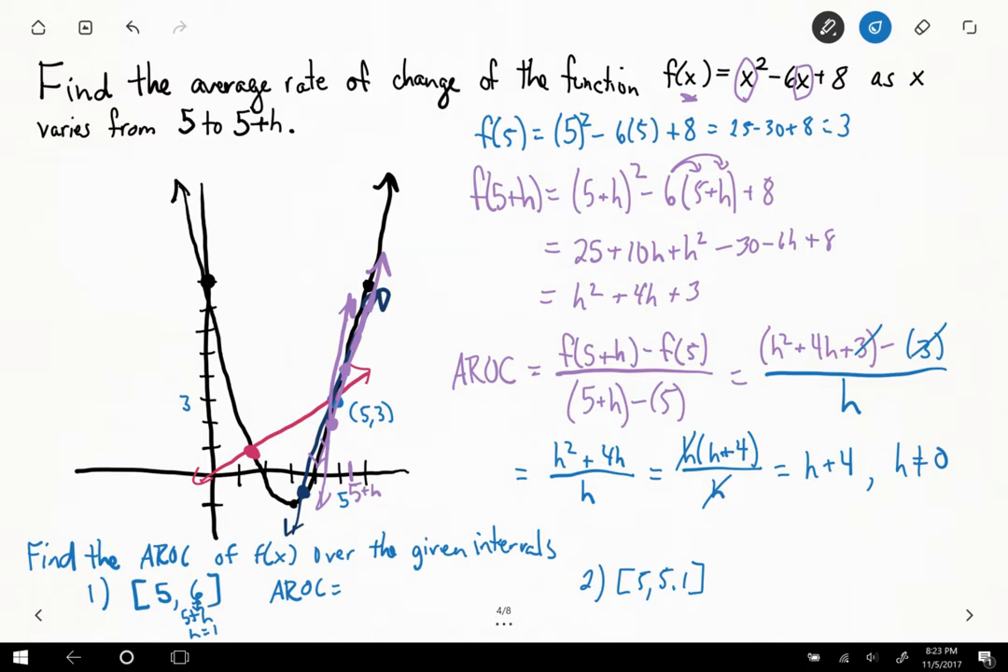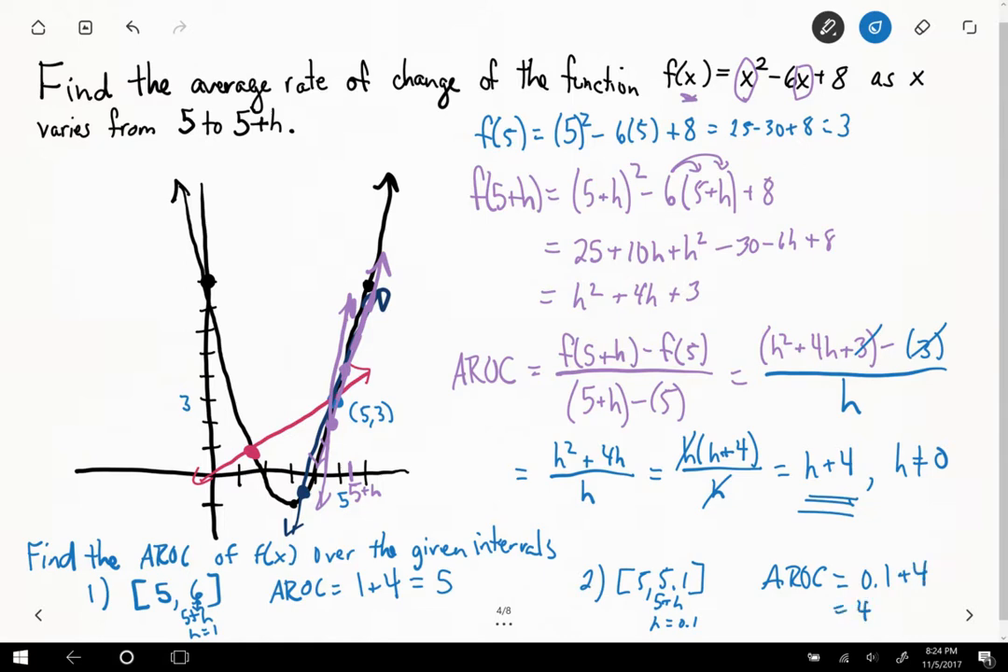Right? So what that means, we've already got a formula for it. It's h plus 4. So the average rate of change, and you could test it, actually go the long way, but we could just plug in 1 for the h value and get 1 plus 4, your answer is 5. Done. In our next case, if we have 5 plus h equal that second coordinate, because 5 is fixed there, that means h equals 0.1. So in that case, the average rate of change should be 0.1 plus 4 according to the formula that we just found, and so it's 4.1.